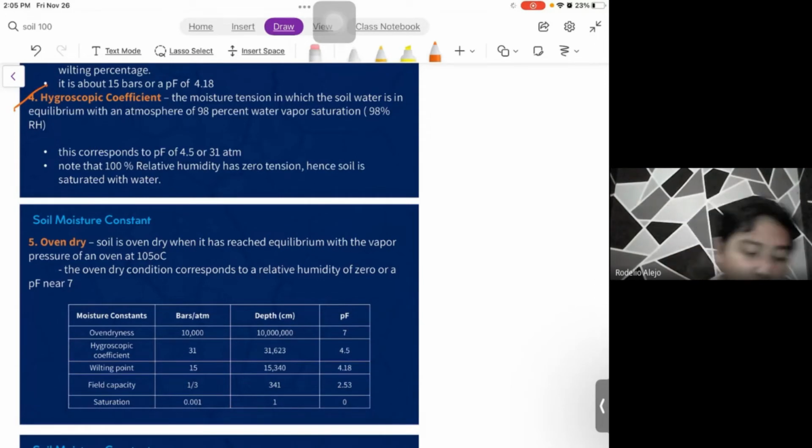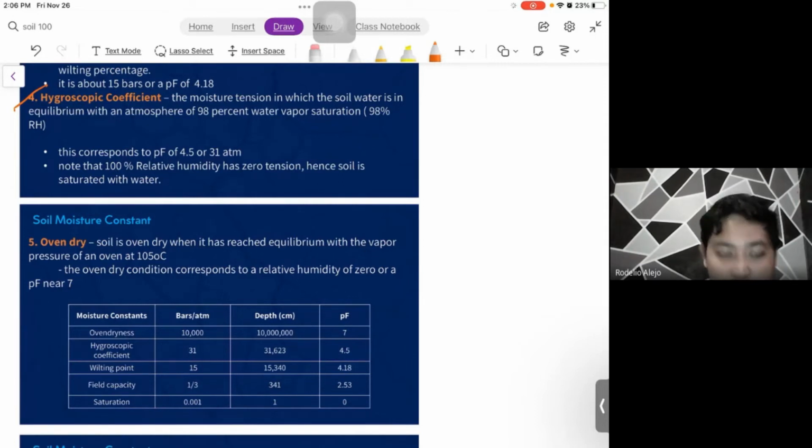So we have soil in oven when it has reached an equilibrium with the water pressure of an oven at 105 degrees centigrade. So karaniwan yung nilalagay natin yung soil natin magdamag, 24 hours sa oven dry with 105 degrees centigrade. So for example, naglagay tayo ng soil dito, then hindi natin siya bubuksan hanggang mamayang hapon, so papatayin natin. So tomorrow bubuksan uli natin yung oven para matuyo yung lupa. So ganun yung oven drying.